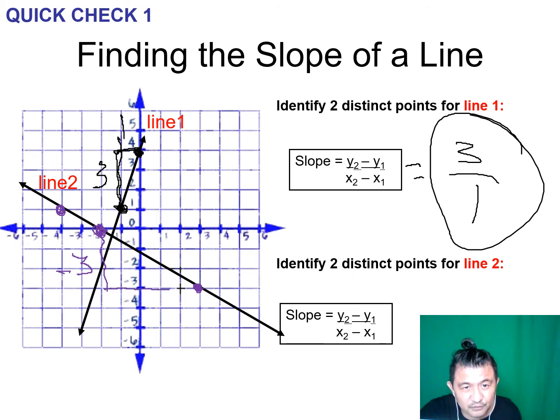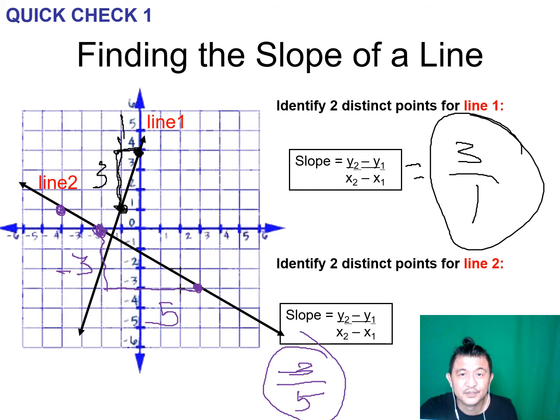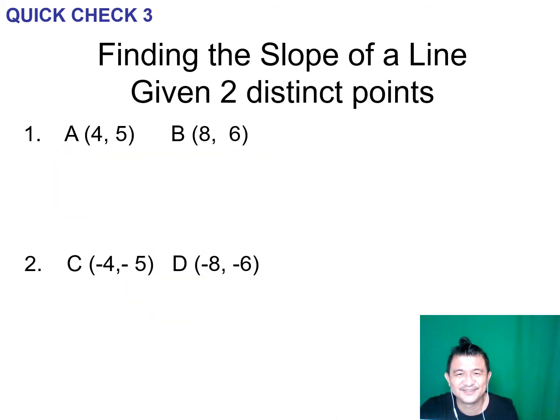1, 2, 3, 4, 5. So our slope here is negative 3 over 5. And we're right. It's a negative slope. See, we did this not with a formula, but with an inspection. But if you use your formula, you'll also get the same answer. Now, try to solve the following, and then I'll give you the correct answer. Do it on your own.